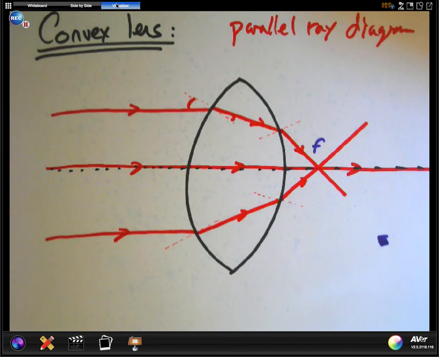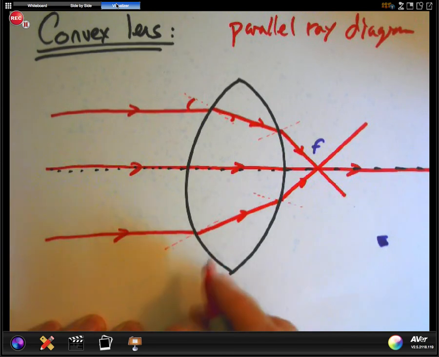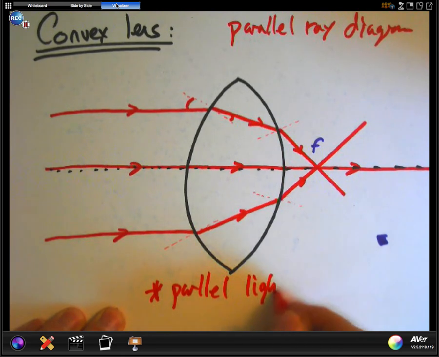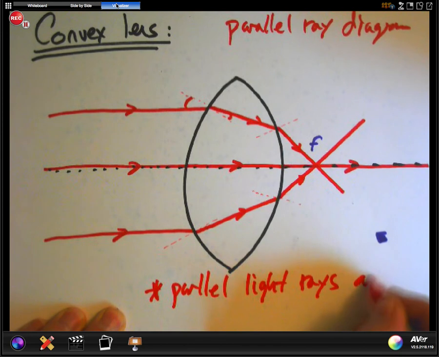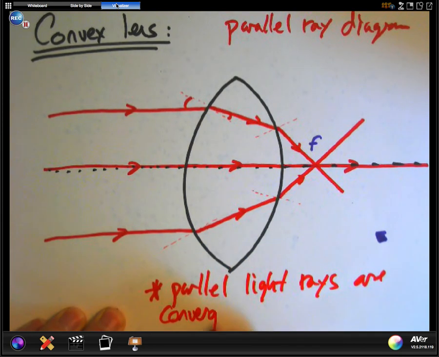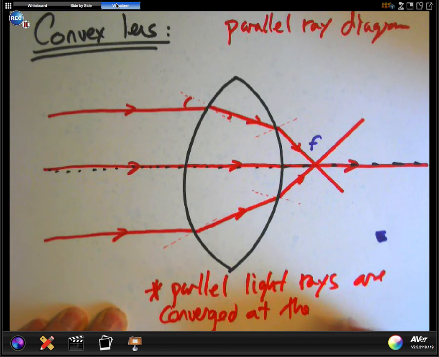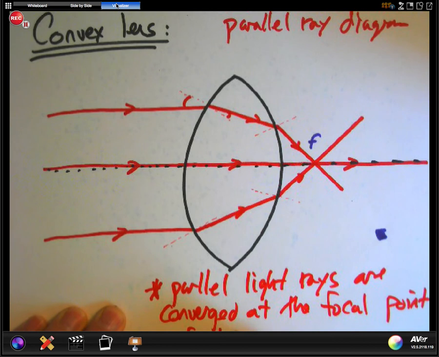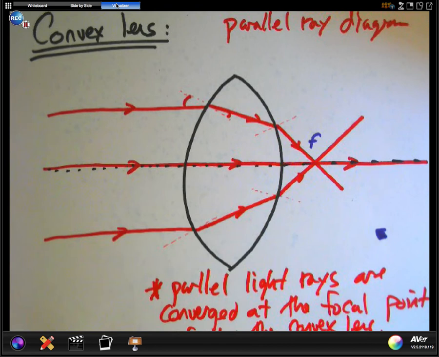So, a convex lens takes parallel light rays and converges them. Okay, so parallel light rays are converged to the focal point by the convex lens. Sorry, I got that below the screen.